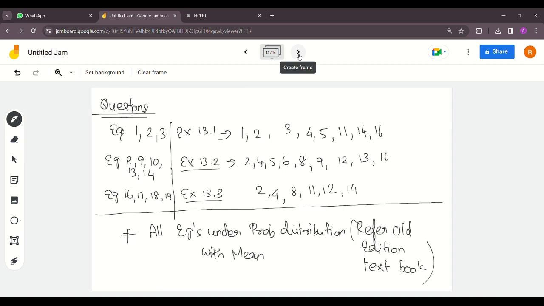So I have given you the questions. All these questions are from the new edition textbook. In the new edition textbook, the concepts of random variables and mean are not there, but they are there in your exam syllabus. So what I suggest is that you refer to all the example sums under probability distribution with mean in your old edition textbook, and if you do that, it will be very helpful for you.